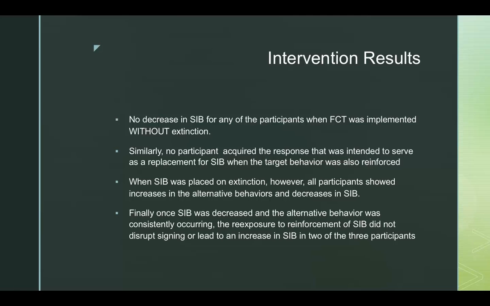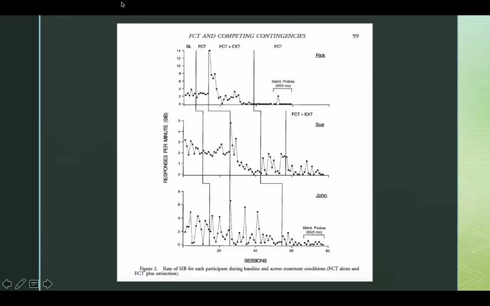So let's just review that. Basically, there was no decrease in SIB for any of the participants when functional communication training was implemented without extinction. So that was this first phase right here.